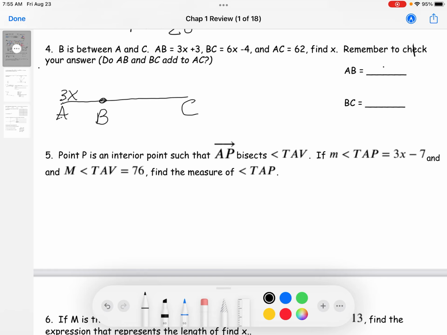Okay, so AB is 3x plus 13. BC is 6x minus 4. And the whole thing is 62. So I'm going to take these two equations and add them together. So let's do that. So I've got 3x plus 13 plus 6x minus 4, and that equals 62. So I'm going to add together 3x and 6x, again, like terms.